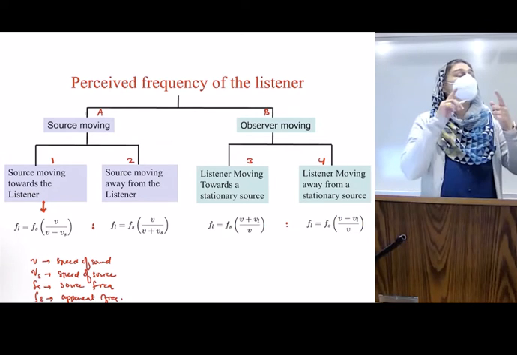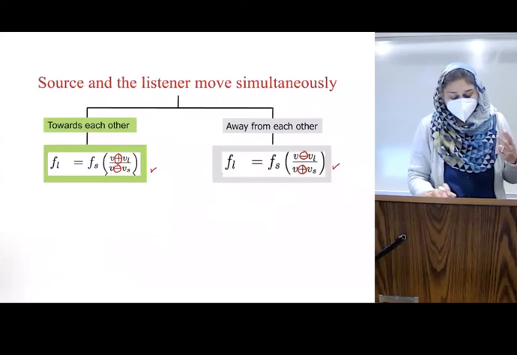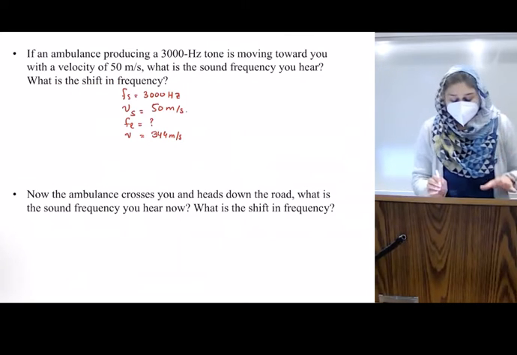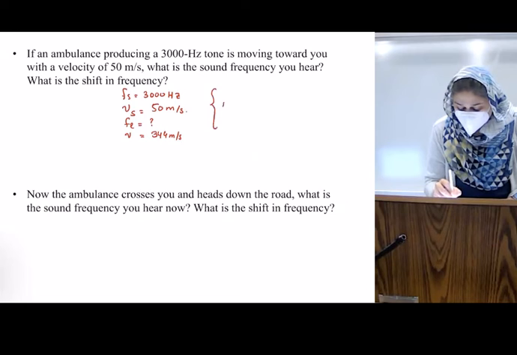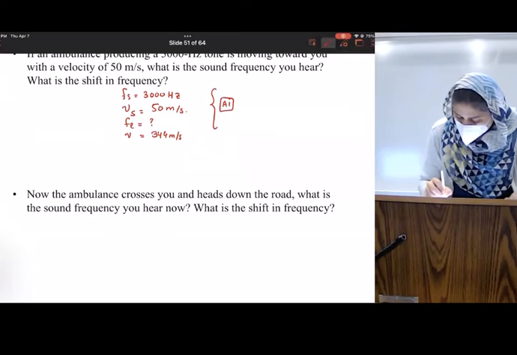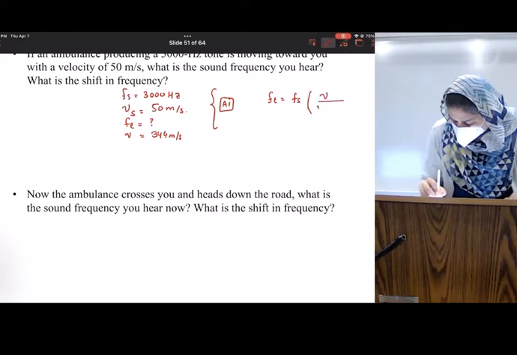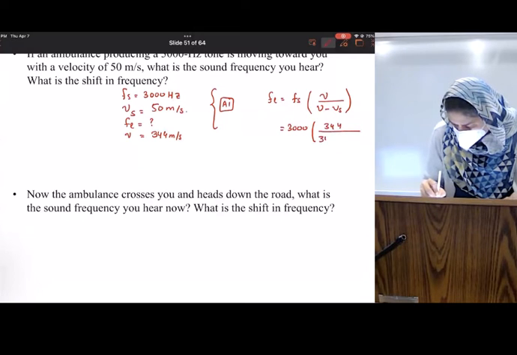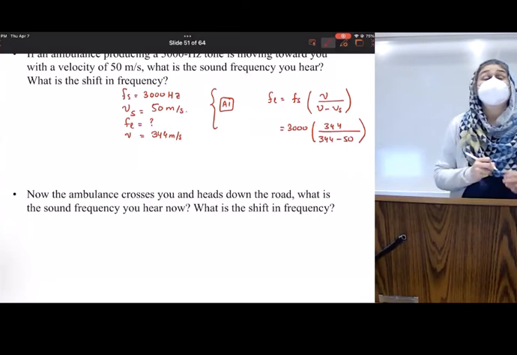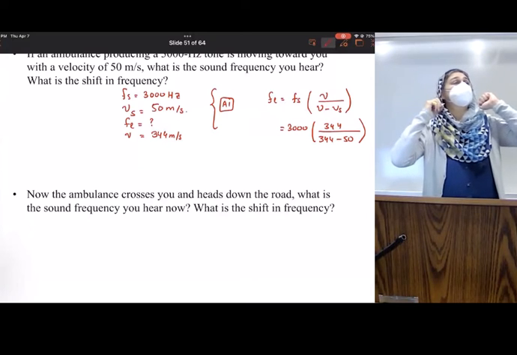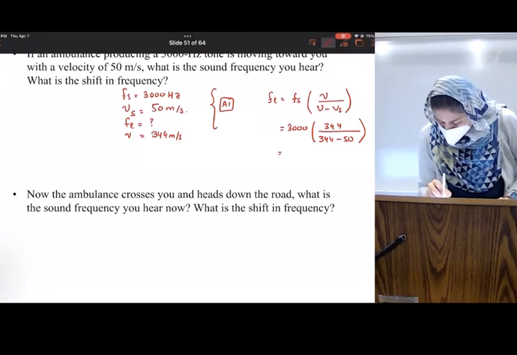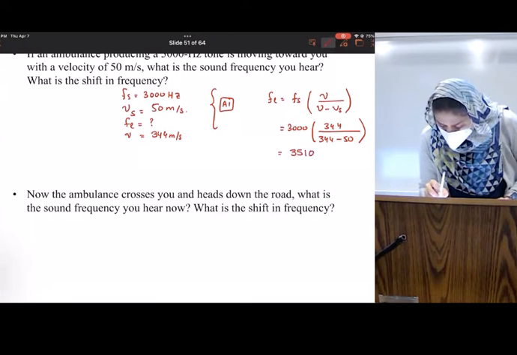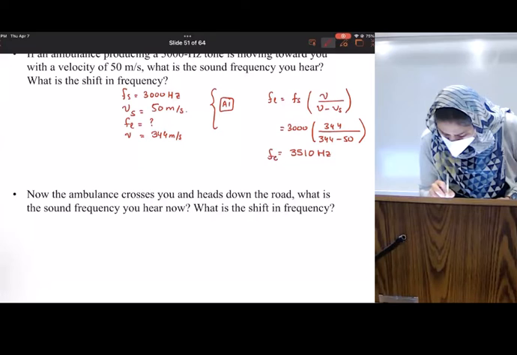A1. Good. It's the source moving and it's moving toward. So what was the formula for A1? FL equals FS V over V minus VS, which will be 3,000 times 344 divided by 344 minus 50. Anyone have an answer? 3,510 something, right?